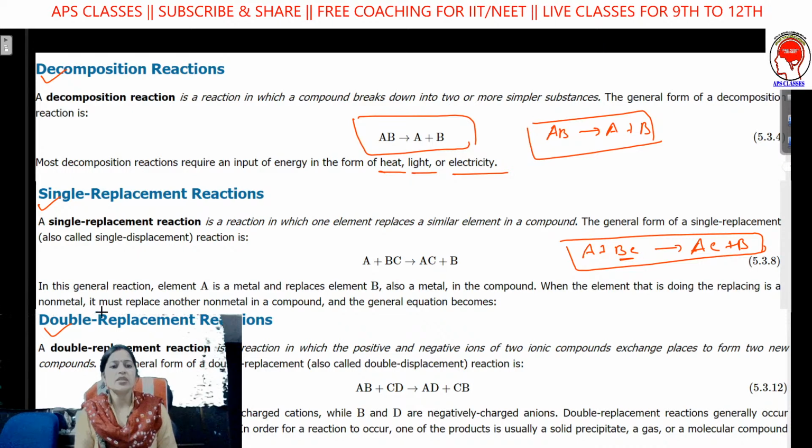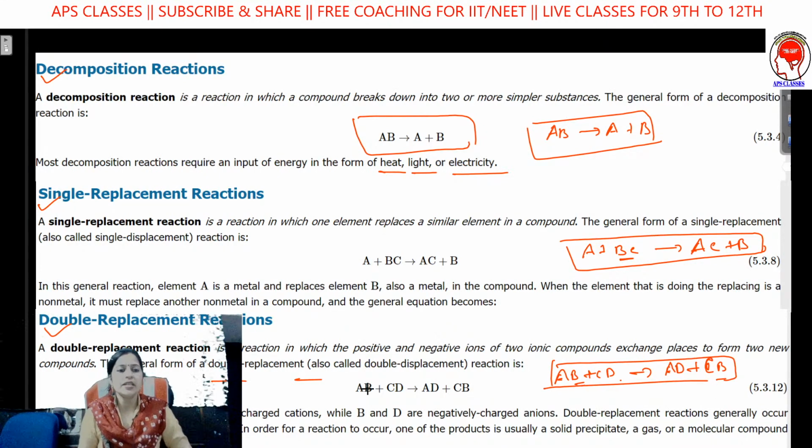Next is double displacement or double replacement reaction. A double replacement reaction is a reaction in which the positive and the negative ions of the two compounds exchange places to form two new compounds. The general formula of the double replacement reaction is AB plus CD gives rise to AD plus CB, where B is replaced and combines with D. So this is the double replacement reaction.